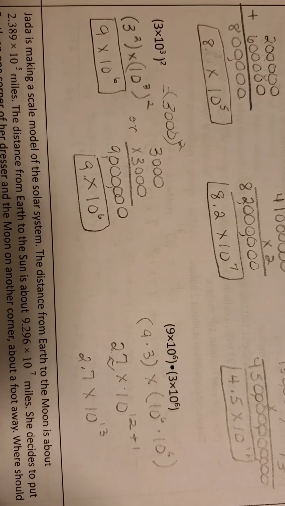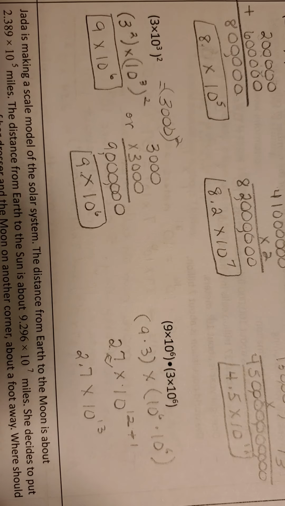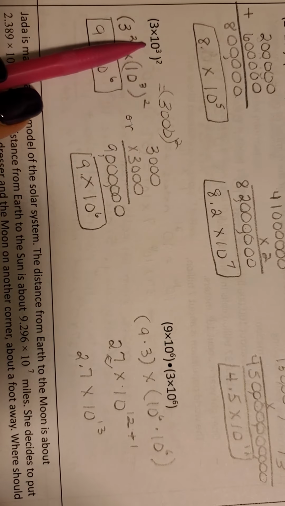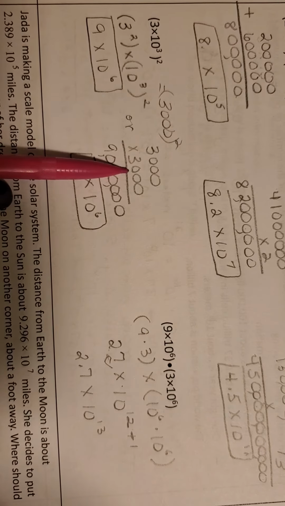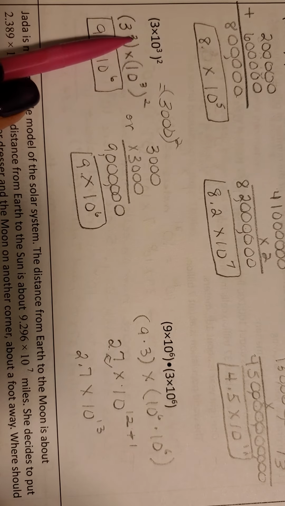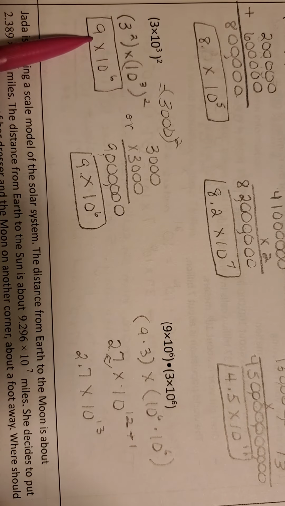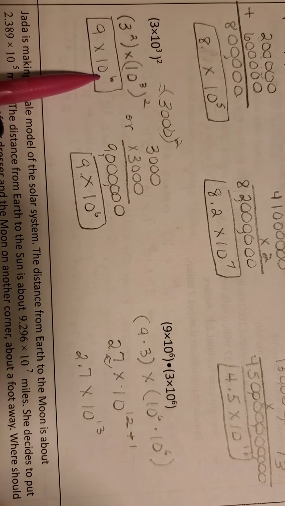On the third question, we have 3 times 10 to the 3rd power squared. Or we could write that 2 different ways. We can go 3,000, which is 3 times 10 to the 3rd power squared, which is 3,000 times 3,000. Or we could square each term inside, 3 squared and 10 to the 3rd squared, which would give me 9 times 10 to the 6th power, because 3 times 2 is 6.